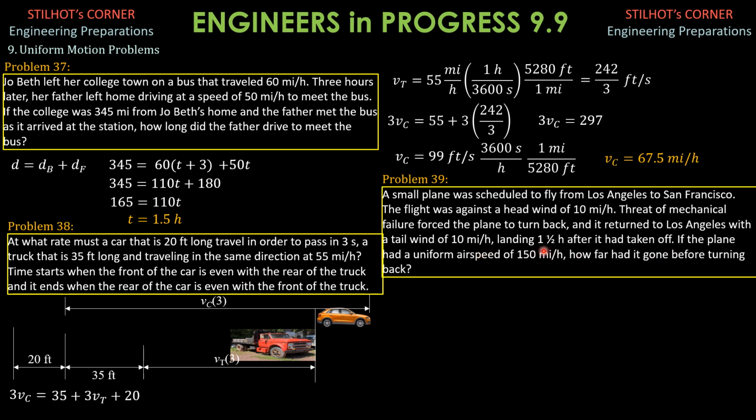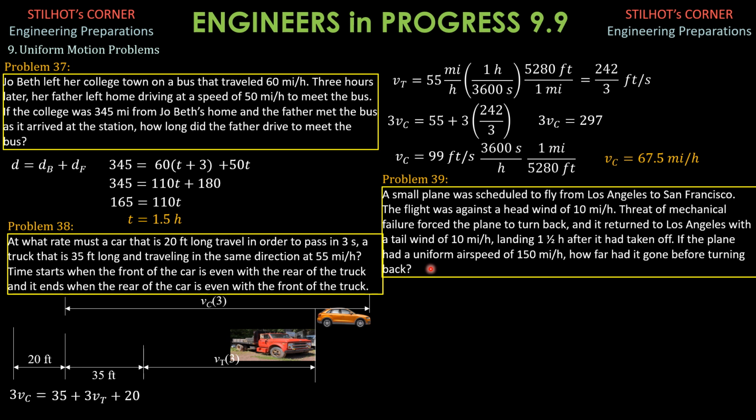So this 1.5 hours is the total travel time going forward and going back. If the plane had a uniform airspeed of 150 miles per hour, remember that's airspeed, so that means it is the speed in still air. How far had it gone before turning back?